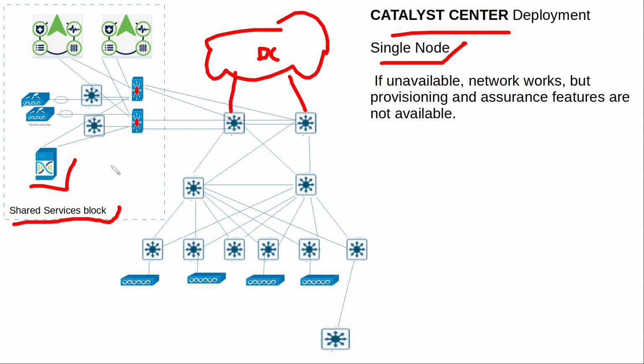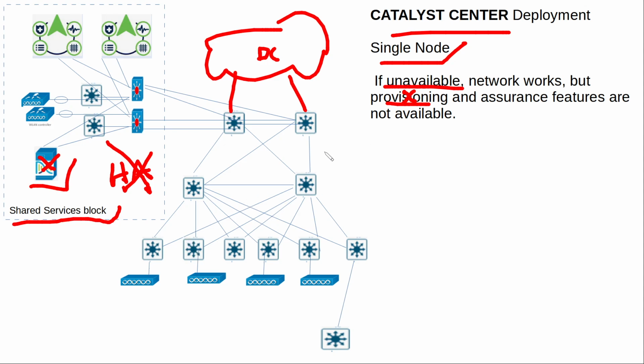Notice that in this case, if you only go for a single node deployment, you don't have high availability. So you can lose your Catalyst Center. It can become unavailable if this server hardware stops working. Then you will have your Catalyst Center unavailable. And if your Catalyst Center becomes unavailable, your network will still be functional, but you will be losing some features. You will not be able to provision new services, so you will be losing orchestration, and you will stop gathering telemetry information from your devices.